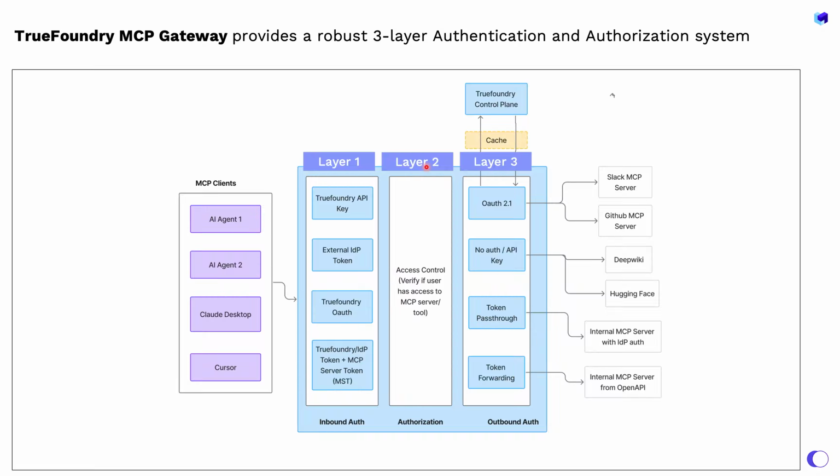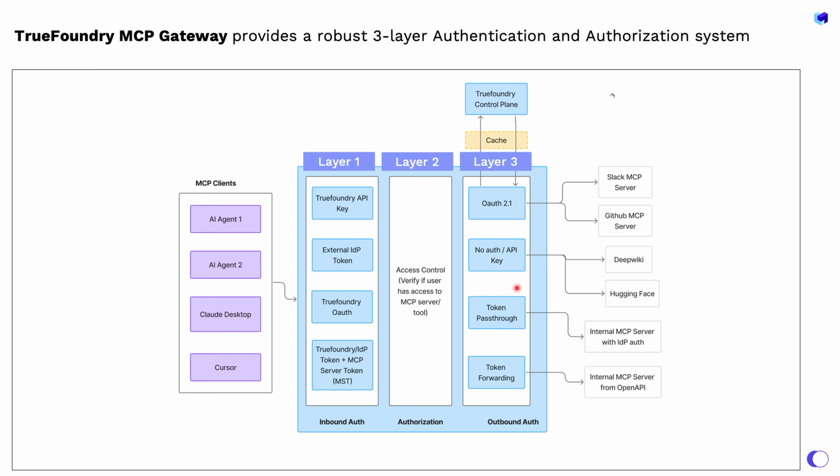Layer 2 is about once the MCP client is actually authenticated, the access control is also managed by the gateway, which basically means: does the MCP client have access to call the MCP server's resources or not? And the third layer is how does the gateway connect to the MCP server? This can again be in multiple mechanisms. This can be with OAuth 2.1. This can be no auth or API key based.